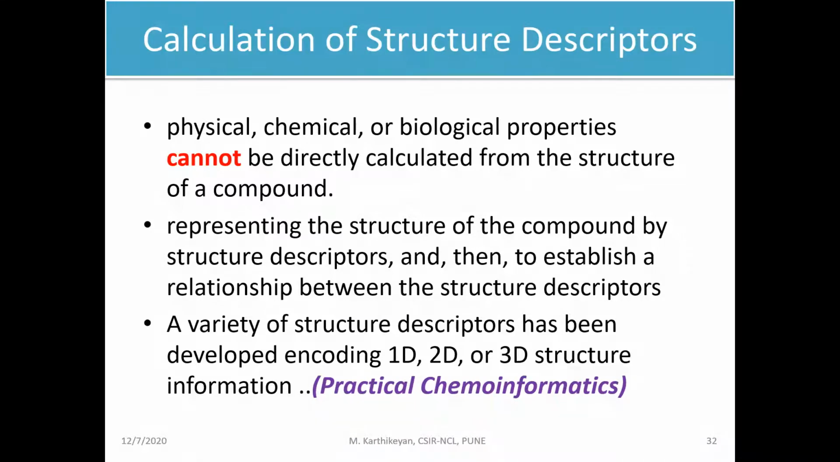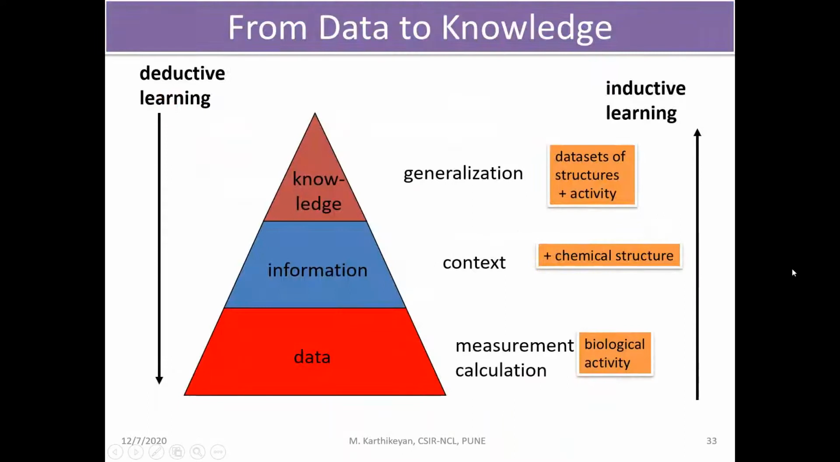So the chemical structure needs to be understood in the form of structural descriptors, and then the machine can correlate the relation between chemical structure and descriptor. And once it understands from the chemical data, the information, the knowledge, then it is called inductive learning. That means given bioactivity, given experimental measurement, with a particular context of chemical structure, the knowledge is built, which is a mathematical model.